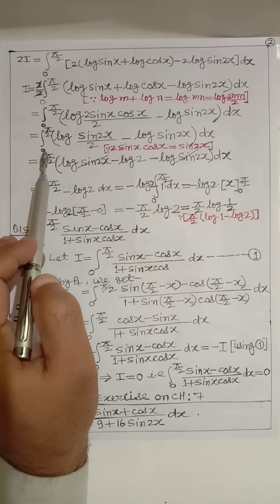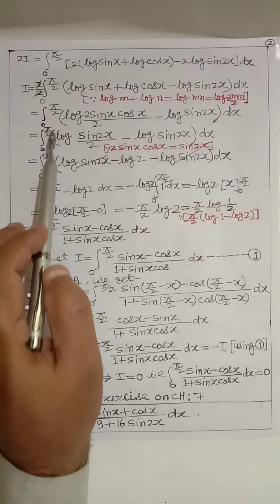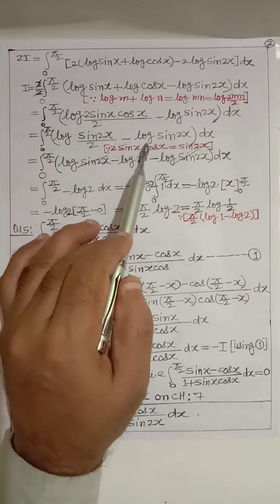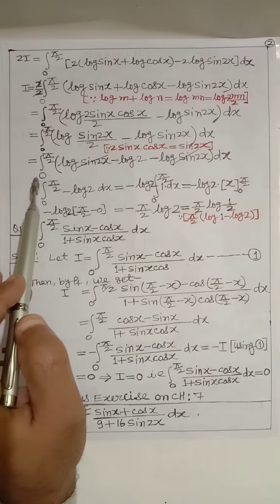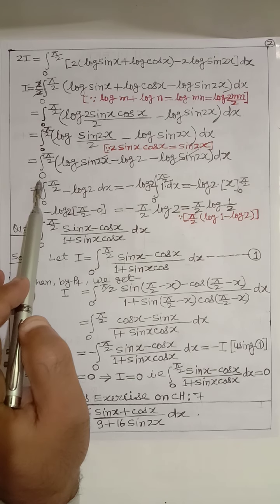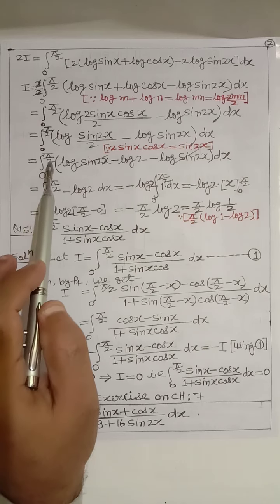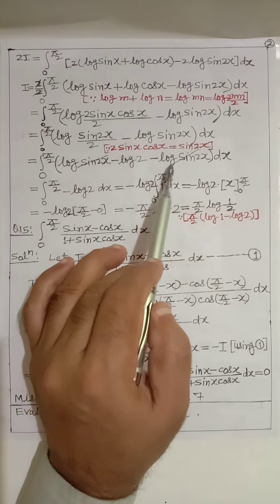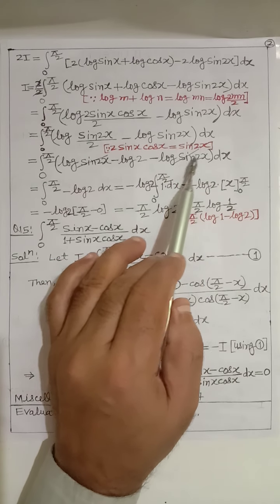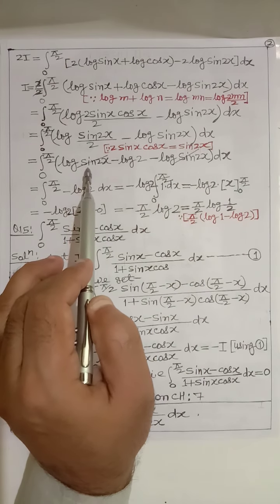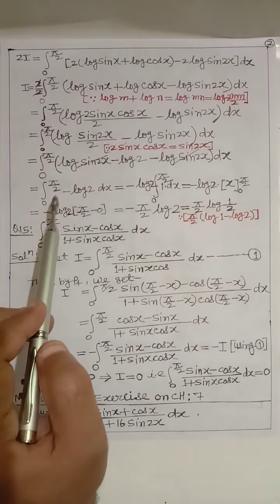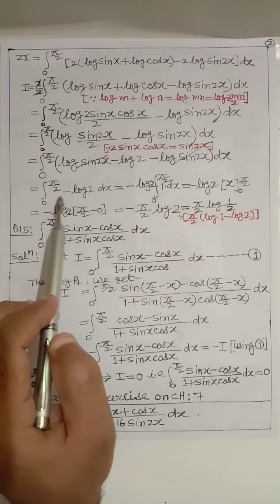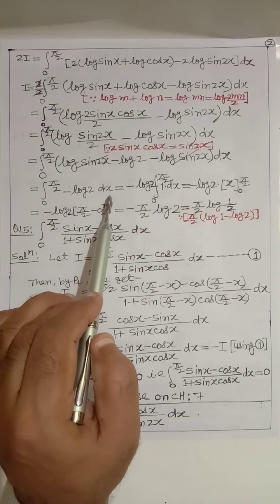This is equal to integration of 0 to pi by 2 of log sin 2x by 2 minus log sin 2x dx. And this is equal to integration of 0 to pi by 2 of log sin 2x minus log 2 minus log sin 2x dx. And here this will be cancelled because this is positive and this is negative. So we get integration of 0 to pi by 2 of minus log 2 dx.